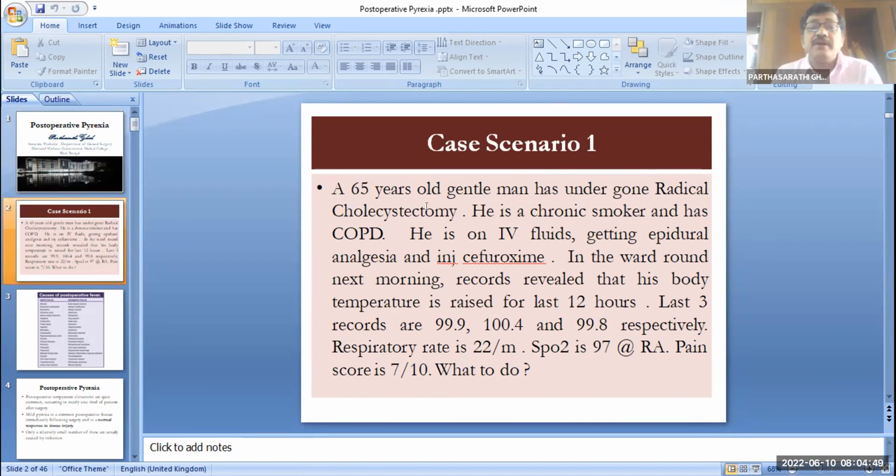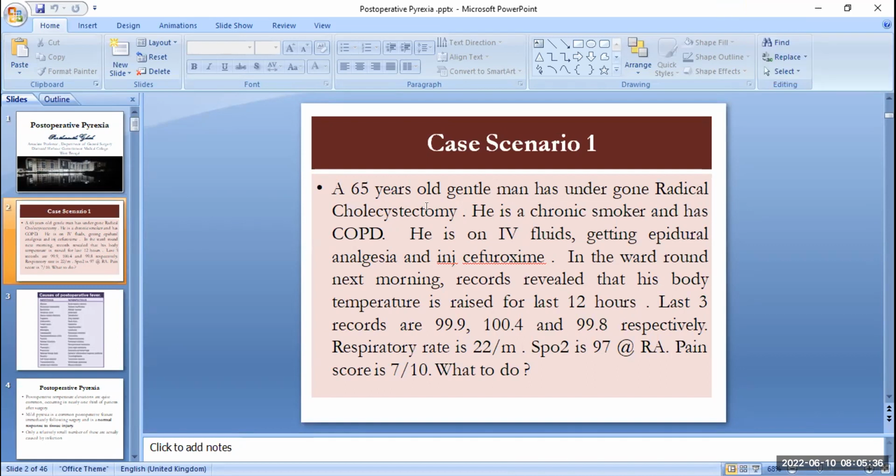A 65-year-old gentleman has undergone radical cholecystectomy. He's a chronic smoker and has COPD. He's on IV fluids, getting epidural analgesia and injection cefuroxime following the surgery. Now, in the ward round next morning, the records revealed that his body temperature has been raised for the last 12 hours. The last three records are 99.9, 100.4, and 99.8 respectively. Respiratory rate is 22, saturation at room air is 97, and pain score is 7/10. Now, how can we address the parameters?